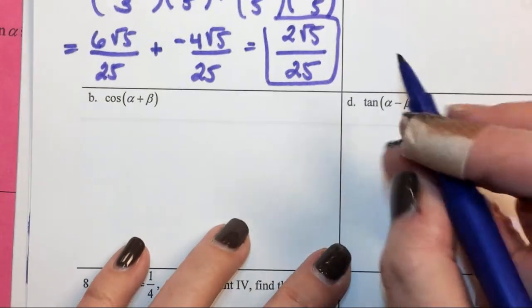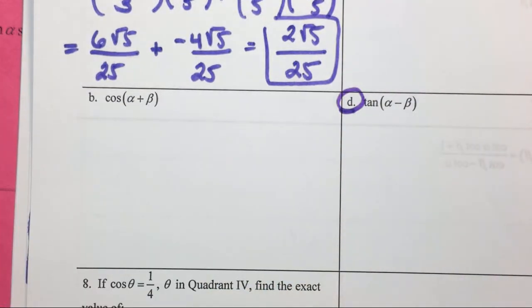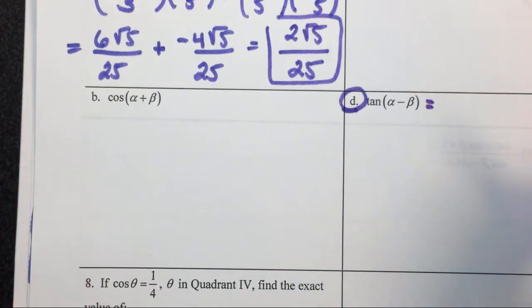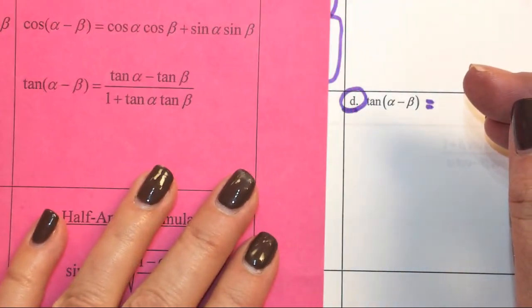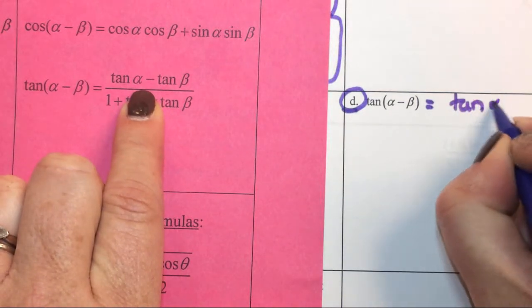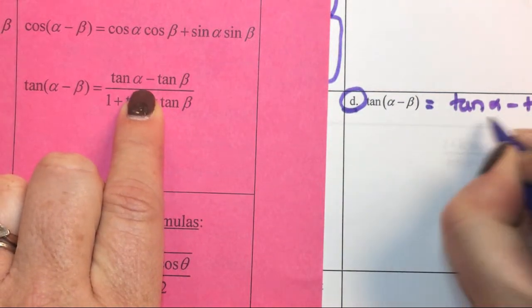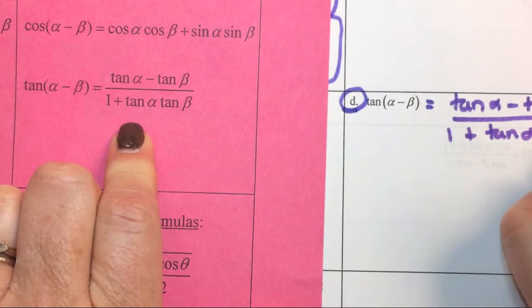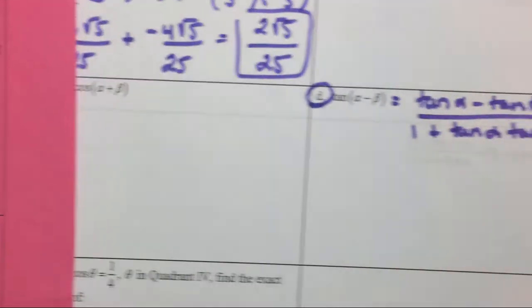Let's go ahead and do another tangent. Let's do D, tangent of alpha minus beta. So again, from my formula sheet, the tangent difference formula is tangent alpha minus tangent beta, all over 1 plus tangent alpha tangent beta.